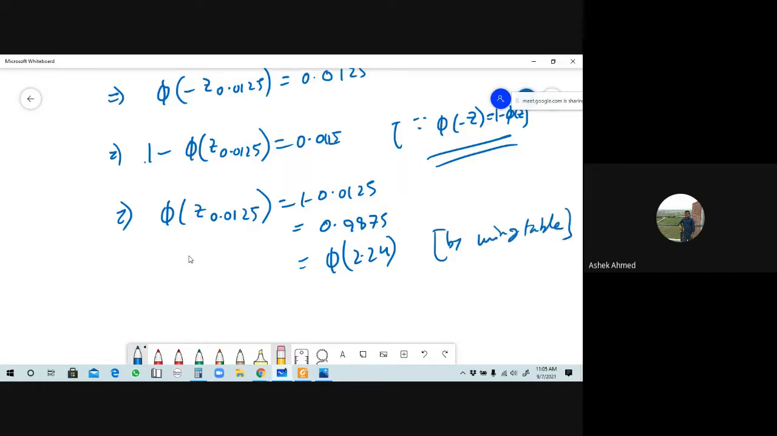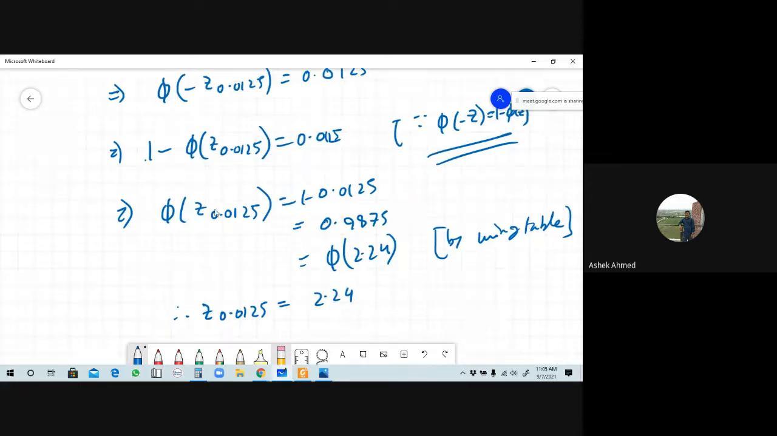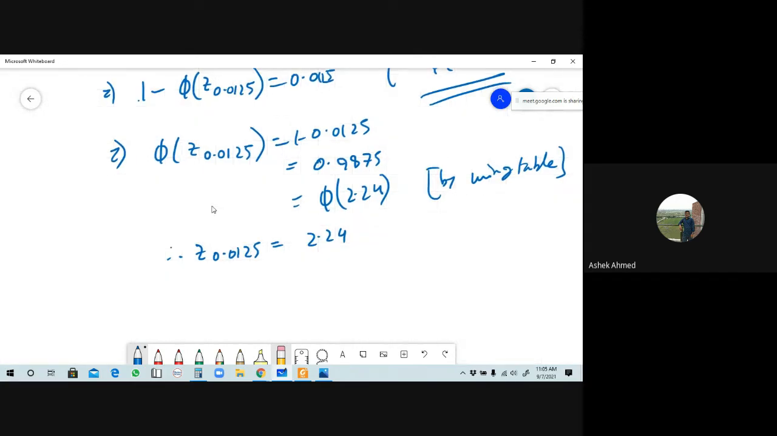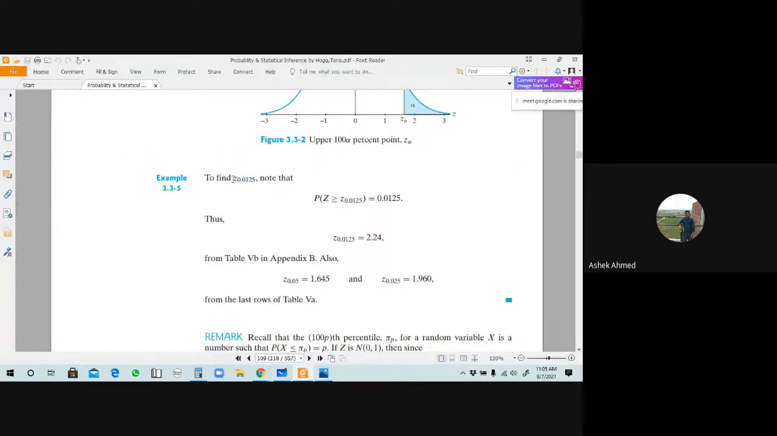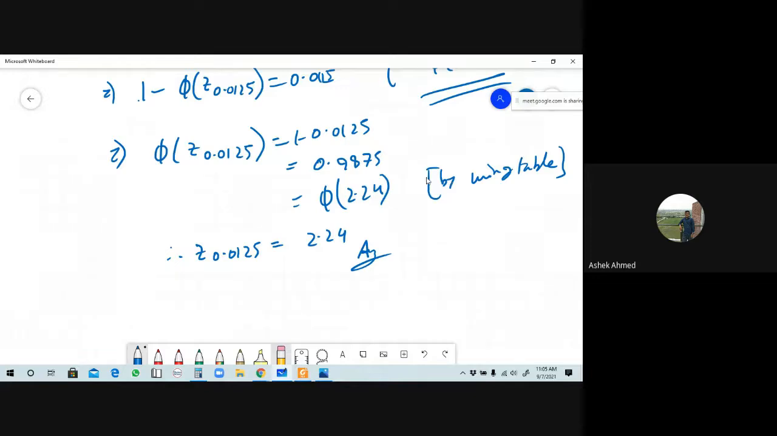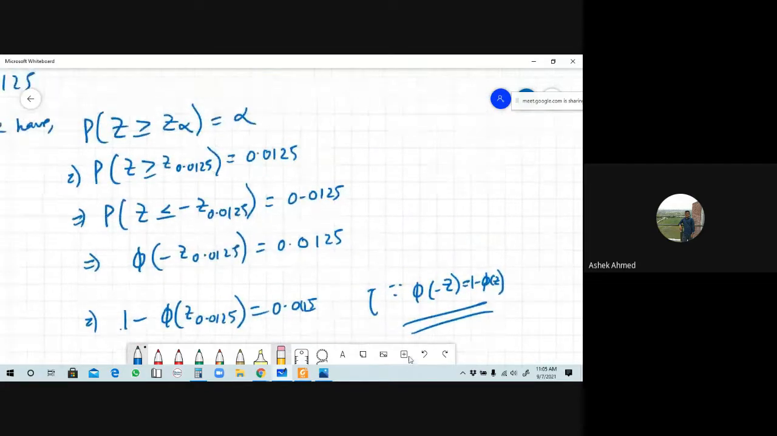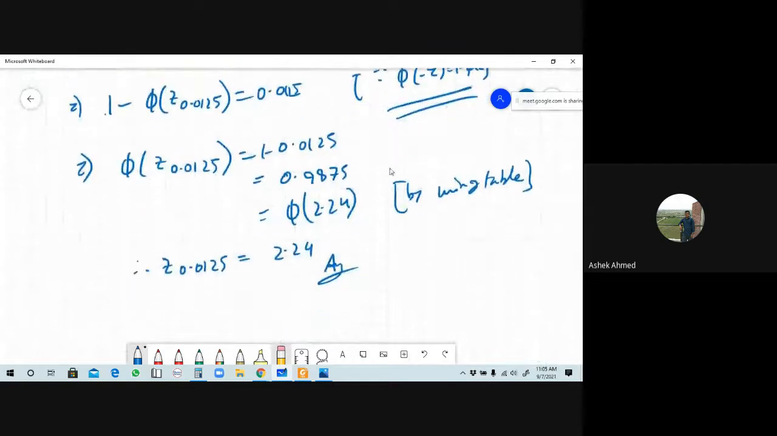Understand? So from here we can say that the value of z suffix 0.0125 will be 2.24. This will be the result here. Okay, the question given to us is to find the value of this, so the corresponding value of this will be 2.24. Then that's fine, right? But can you write it directly? You have to apply this procedure and find out this value. Understand or not?